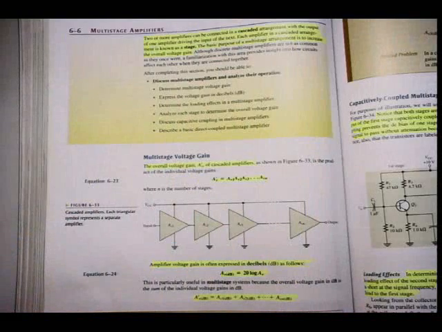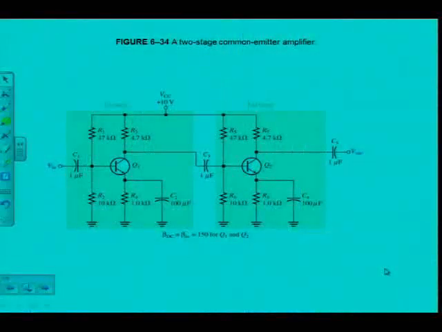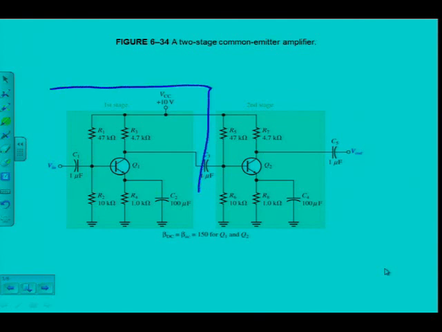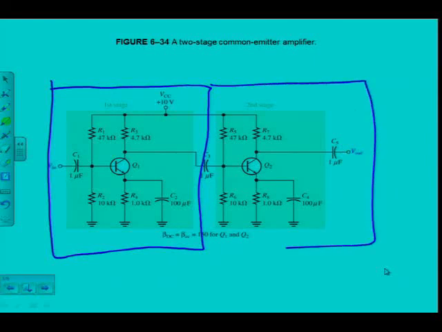But let's look at a circuit of a multi-stage amplifier. In figure 6.34 there is a two-stage common emitter amplifier. You should be able to recognize these separate stages. You can see here's one stage. They've also colored it there in your books. There's one stage and next to it there's another stage. Right. So I've got the two stages and I can see that these are common emitter amplifiers.